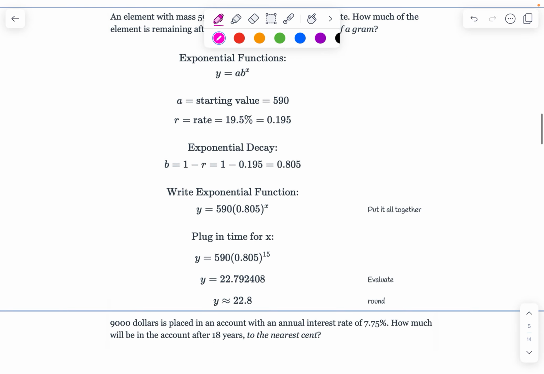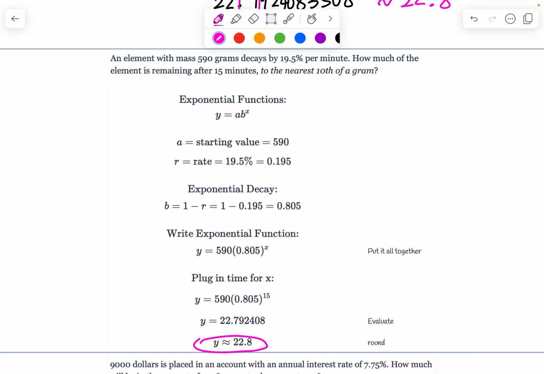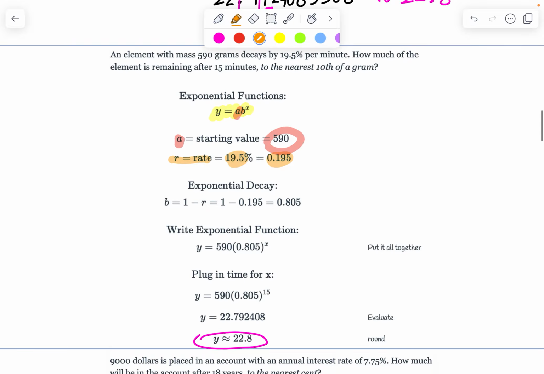And we'll look at our solution. Notice that we did have 22.8. So again, the solutions remind you that, hey, we're working with this function. We do know that A is the starting value right here, and then we found out that that was 590. We also took the rate, which was 19.5, and converted that to a decimal just like we did. We also talked about, hey, if we have decay, we're going to have 1 minus our rate so that the base is less than 1. And then you can see they're just plugging it all in here in the same exact way that we did.